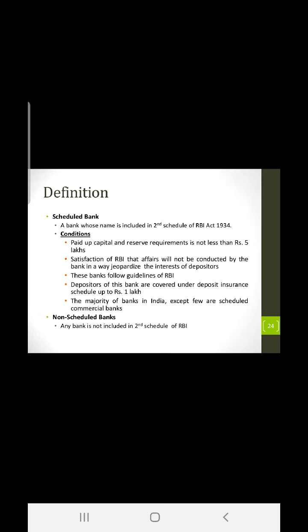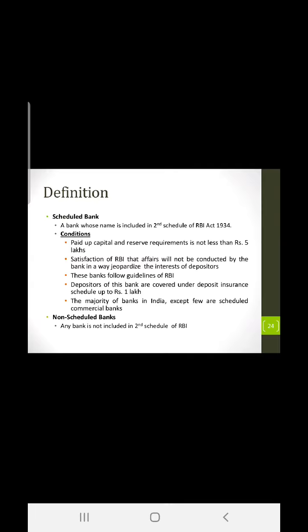The paid up capital and reserve capital not less than 5 lakh rupees. Satisfaction of RBI that all affairs are not conducted in a way that jeopardizes the interest of the depositors. Means you have to follow all the rules and regulations given by RBI. The next is depositors of the bank are covered under the deposit insurance scheme up to 1 lakh rupees, and the majority of banks in India except a few are scheduled commercial banks.